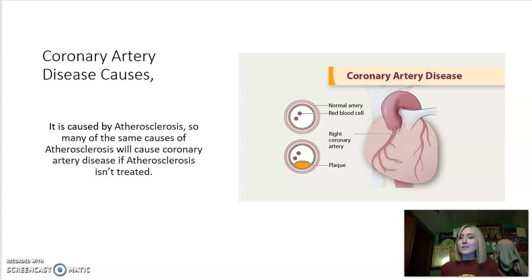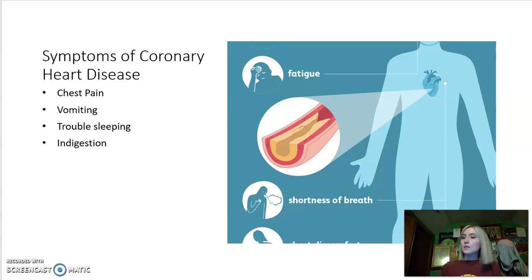So what are the causes of coronary artery disease? Well, since atherosclerosis is kind of hand in hand with coronary artery disease, a lot of the same causes that cause atherosclerosis will cause coronary artery disease. So again, with that smoking, eating a lot of glucose, eating a lot of sugar, bad diet, and having high blood pressure will cause coronary artery disease.